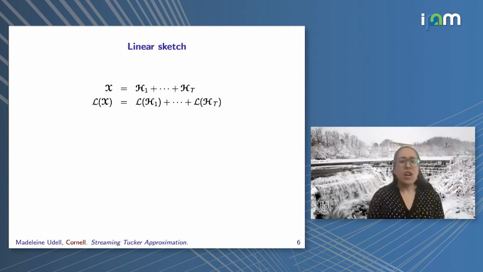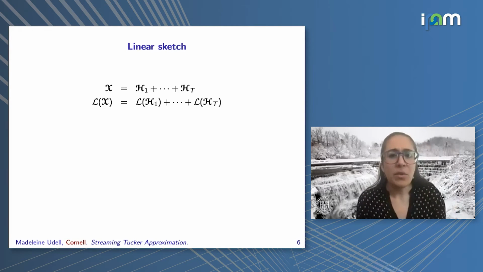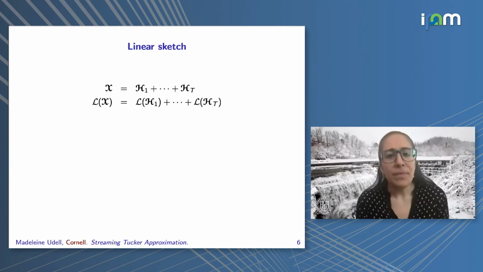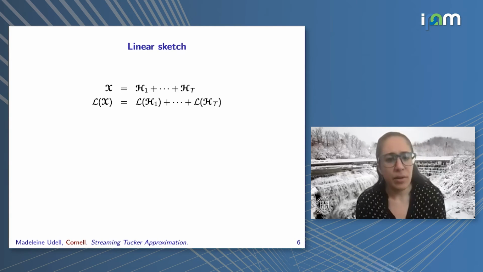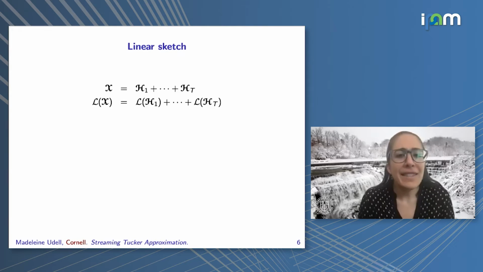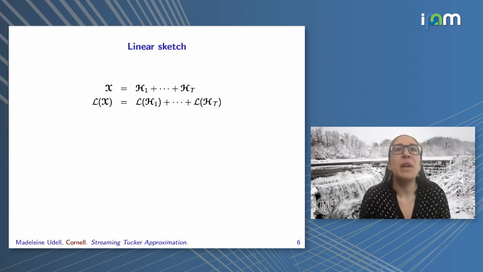Okay, so let's talk about the kind of thing that we're going to store. What we're going to store is a linear sketch of our tensor. Okay, so it's going to be some linear function of the entire tensor, and it's going to map the entire tensor down onto a lower dimensional space. I'm going to represent that with the operator L. And the nice thing about linearity is that this linear sketch of my complete tensor X is equal to the sum of the linear sketches of each innovation.